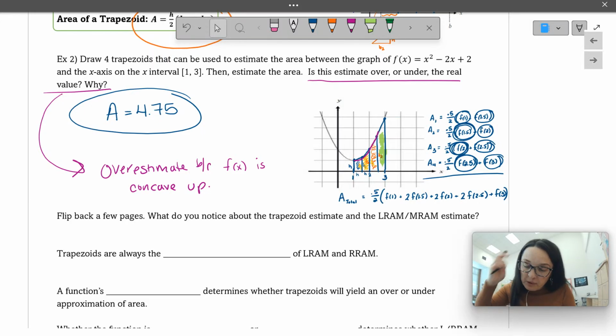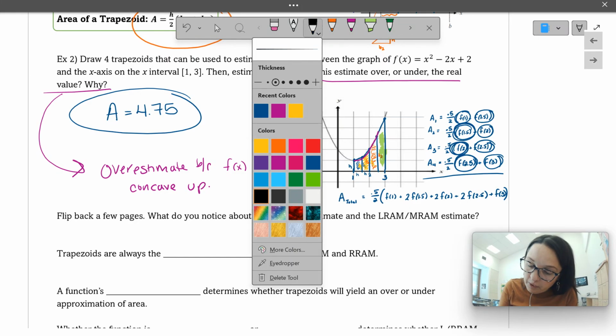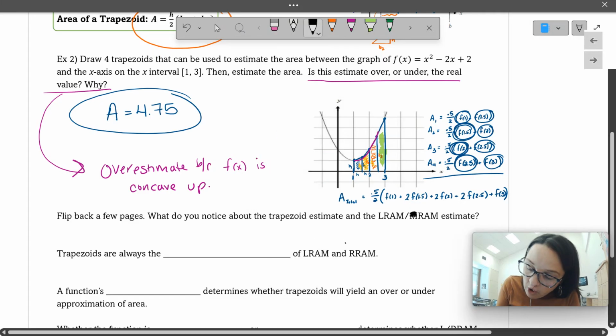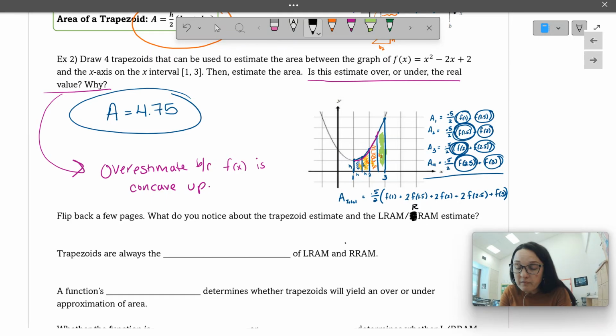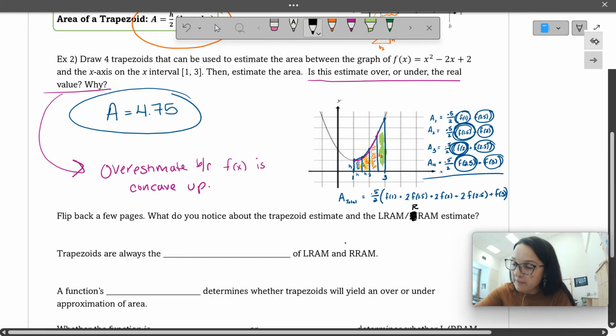Now, the next part says, flip back a few pages. What do you notice about the trapezoid and LRAM, MRAM estimate? And I just realized that there's a typo right here. So everybody fix Mrs. Vibber's typo and change that to RRAM, unless I've changed it on your copy already, then you don't have to. That should say, what do you notice about the trapezoid estimate and the LRAM, RRAM estimate?